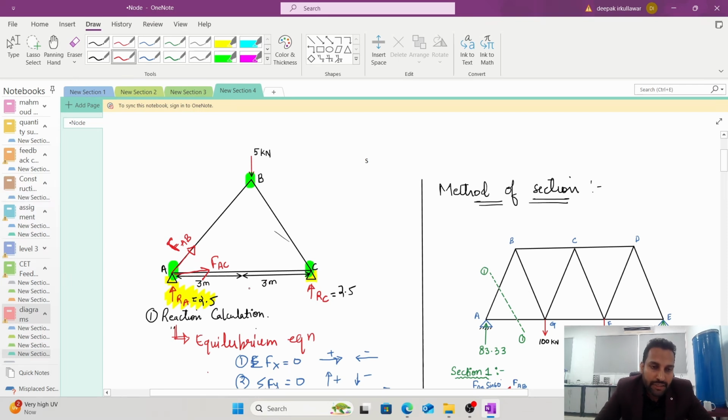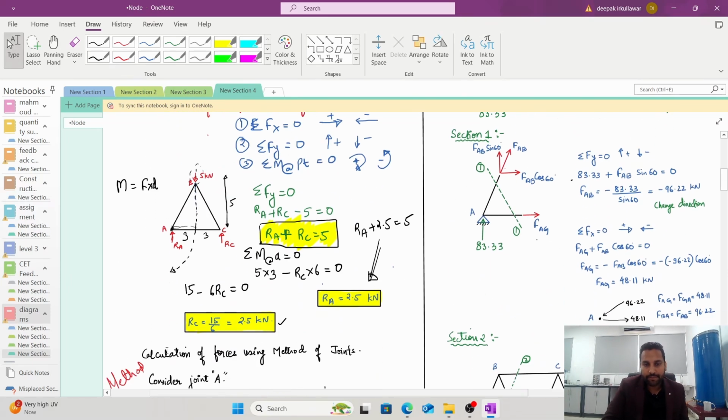So initially I will consider these forces going outwards. If I get a negative value while calculating this force, then I will change the direction. So this is your assumption. You can take anything, inwards or outwards, it is up to you. If you get a positive value, that means your assumed direction is correct. If you get a negative value, that means you have to change your direction. So this is the basic thing. Let us move ahead.